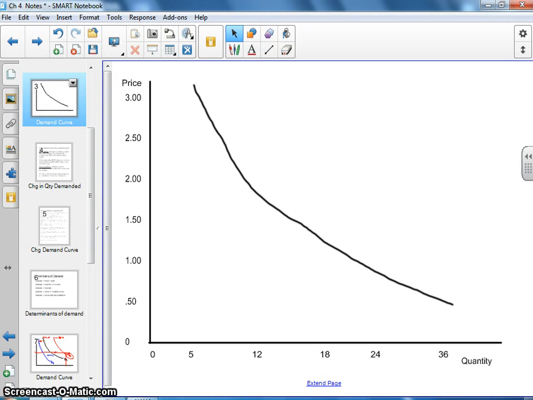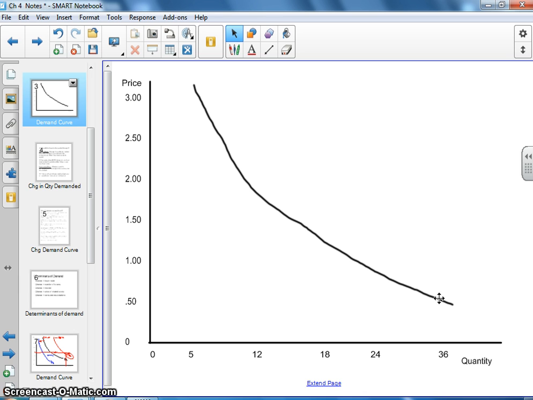As we continue our Unit 2, Chapter 4, talk on demand, we've talked about demand and the law of demand. We have talked about what a demand curve would look like, and there is an example of that here. It's a downward sloping curve with an inverse relationship between price and quantity. The higher the price, the less the quantity demanded. The lower the price, the higher the quantity demanded.